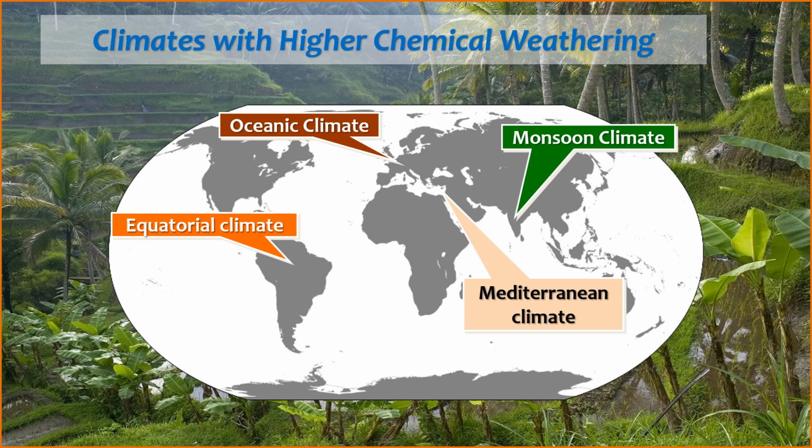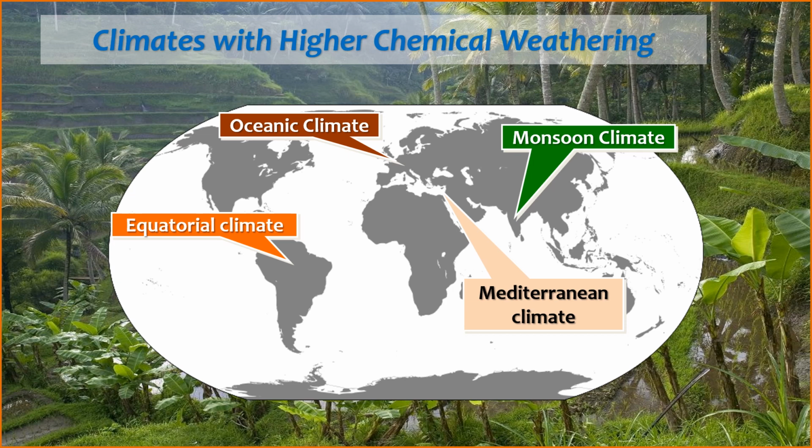6. Arid and semi-arid regions. While arid and semi-arid climates are generally associated with physical weathering, for example, mechanical breakdown due to temperature fluctuations, some chemical weathering processes can also occur. Rainfall, though infrequent, can introduce moisture for chemical reactions.